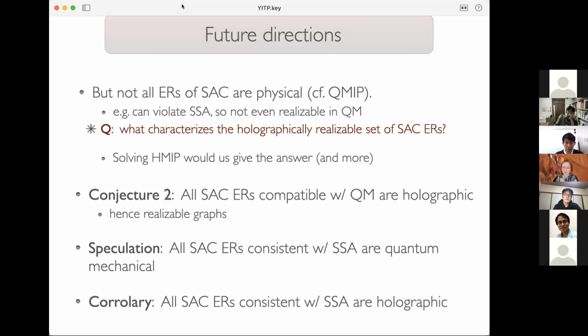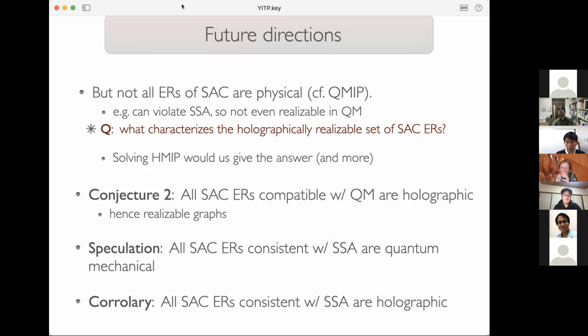One conjecture is that any extreme ray compatible with quantum mechanics is in fact holographic, realizable by holographic configurations, or equivalently realizable by graphs, even though not all quantum mechanical states are realizable in holography, just the extreme rays might be. That's a conjecture. The speculation is that you can describe that set by all extreme rays that just satisfy SSA.